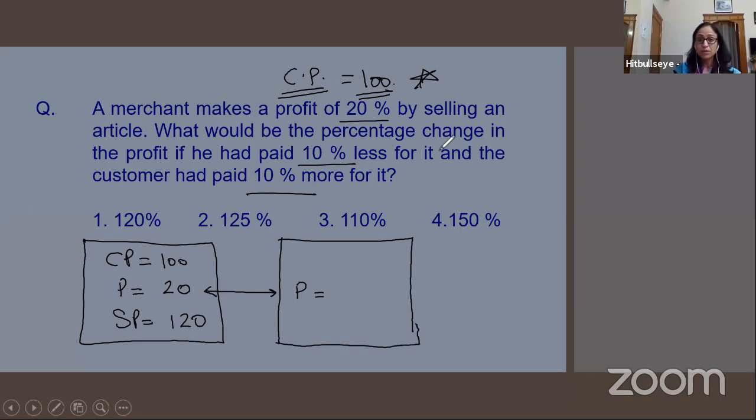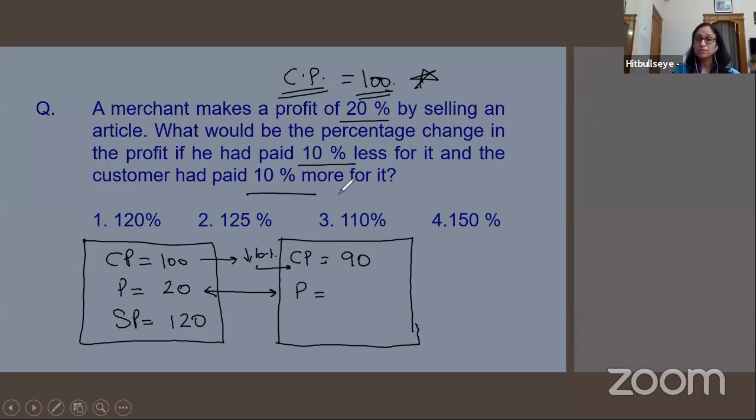Now, the percentage change in the profit, if he had paid 10% less for it, that means the cost price is being reduced by 10%. So percentages says that if something is reduced by 10%, that means now he bought it for 90 rupees. So the new cost price has become 90 for him. Why? Because this has been reduced by 10% in the new situation.